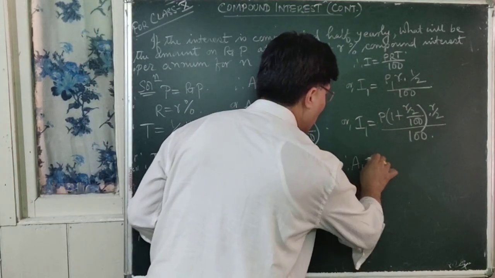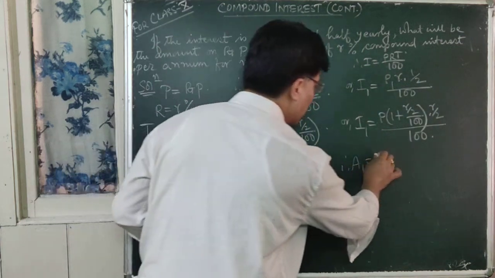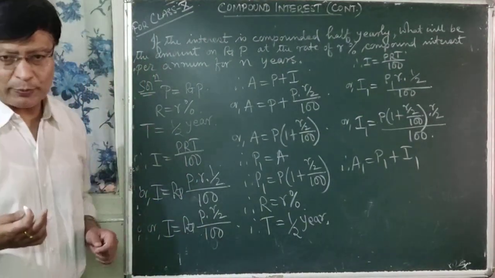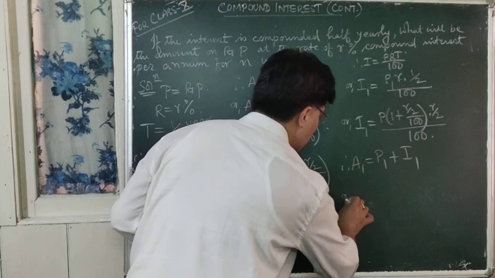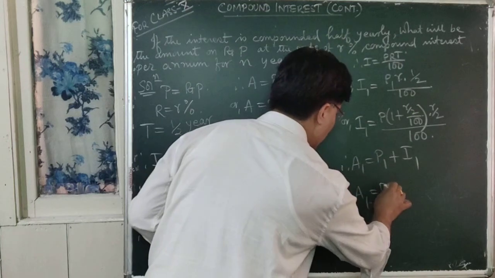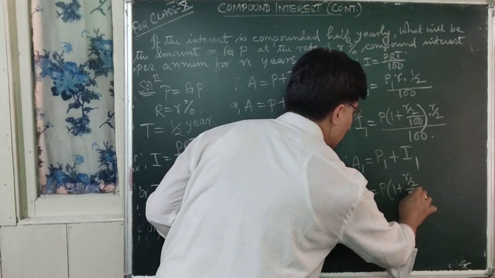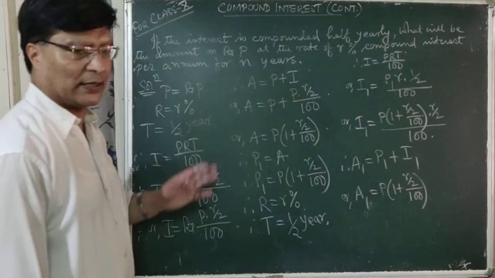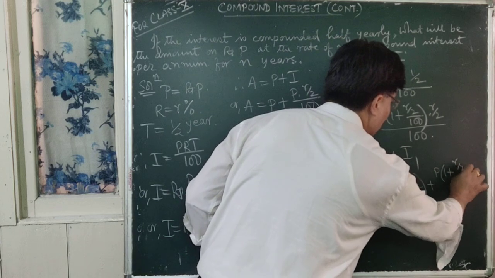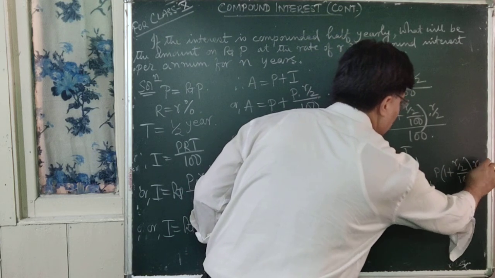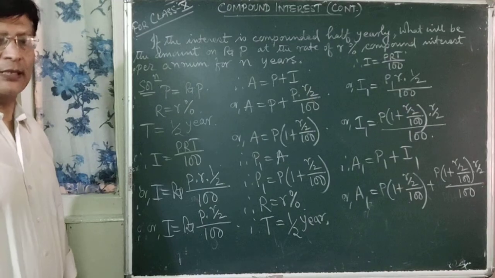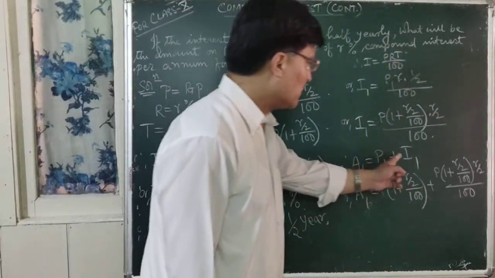So therefore A1 is equal to, here the principal is P1, let us write down as P1 plus what is the interest? This is the new interest, that is I1. That is A1 is equal to P1 plus I1. Okay? So A1 is equal to, what is P1 now? P within bracket 1 plus R by 2 divided by 100. Right? That is the value for P1. What is I1? Plus P within bracket 1 plus R by 2 divided by 100 into R by 2 divided by 100. Is that right? So this is the value for I1.